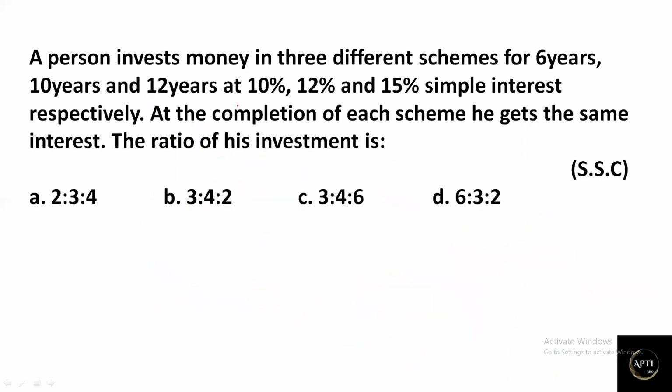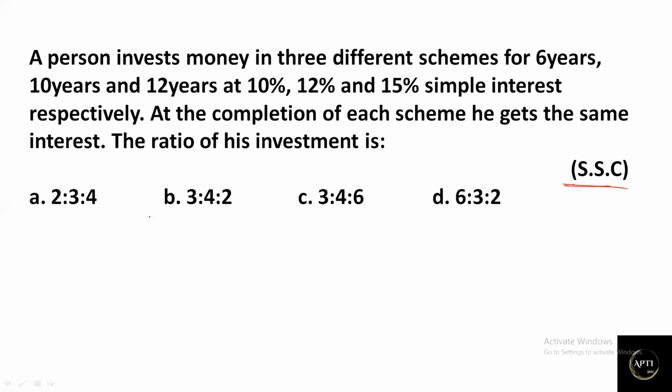Next question. A person invests money in 3 different schemes for 6 years, 10 years, and 12 years at 10%, 12%, and 15% simple interest, respectively. At the completion of each scheme, he gets the same interest. The ratio of his investment is. The question is a little lengthy, but it is easy, and it was asked in a previous SSC exam.